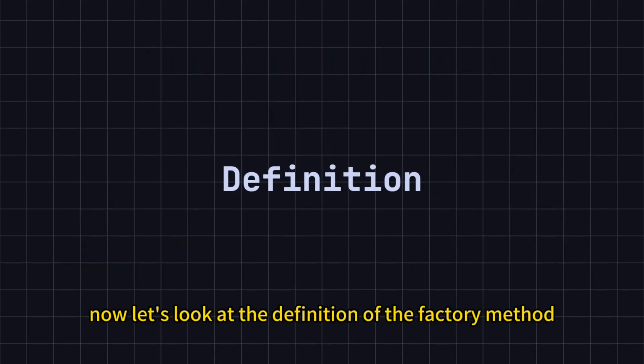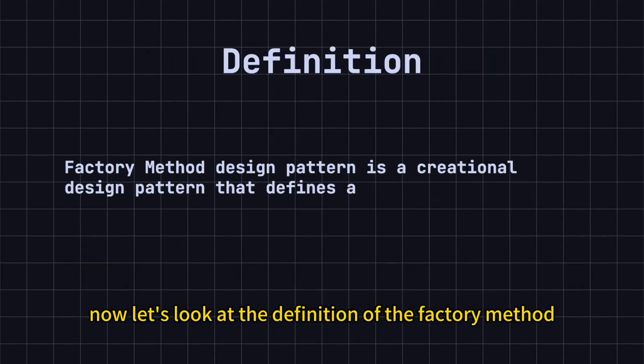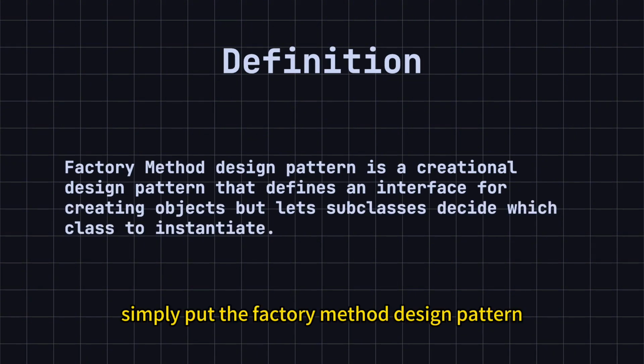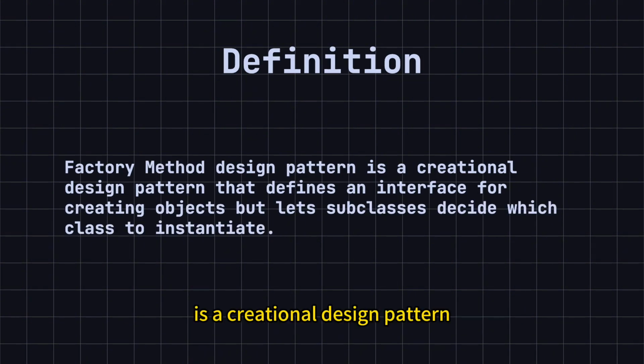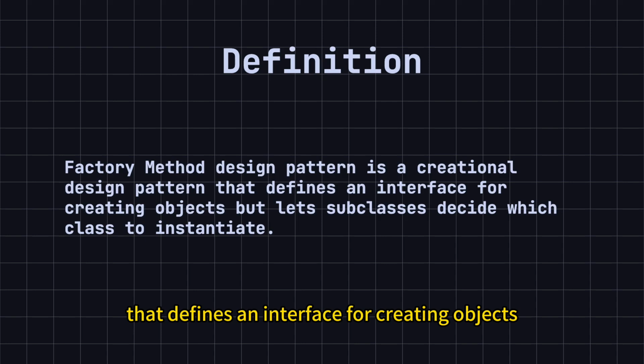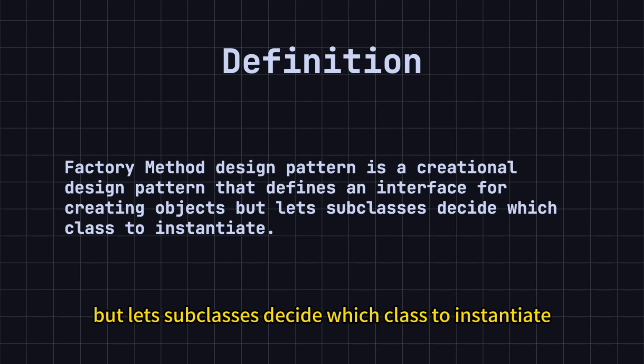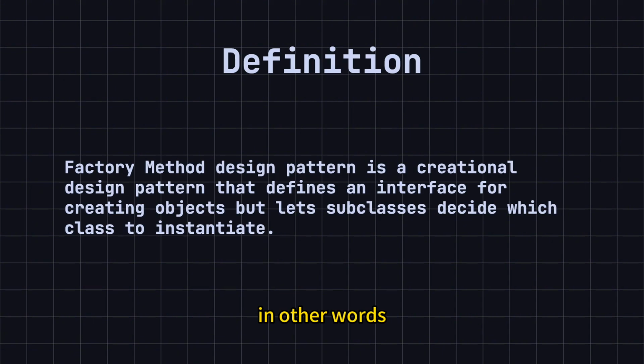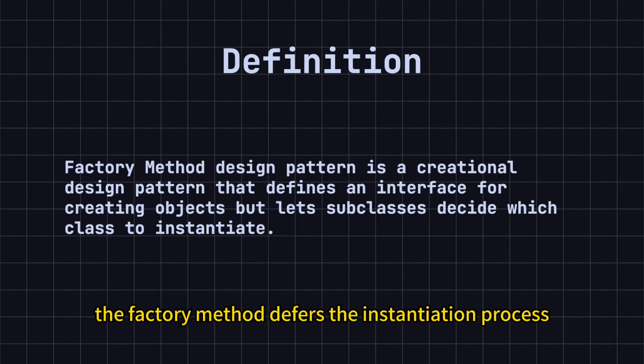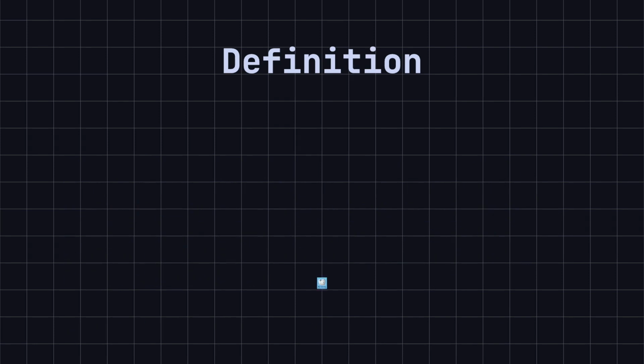Now, let's look at the definition of the factory method. Simply put, the factory method design pattern is a creational design pattern that defines an interface for creating objects, but lets subclasses decide which class to instantiate. In other words, the factory method defers the instantiation process to the subclasses.